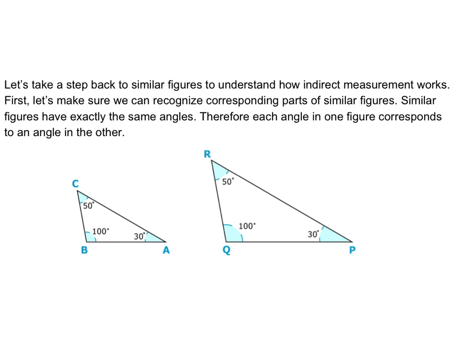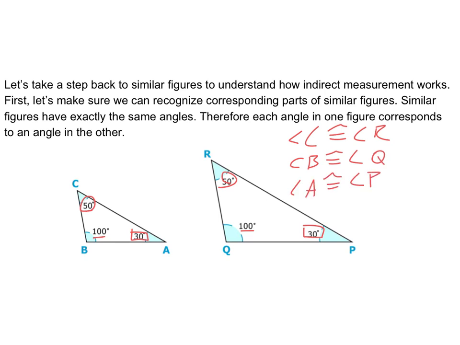So we're going to take a step back to similar figures to understand how indirect measurement works. First, let's make sure we can recognize corresponding parts of similar figures. Similar figures have exactly the same angles. Therefore, each angle in one figure corresponds to an angle in the other. So here we've got a 50 and a 50, a 100 and a 100, and a 30 and a 30. Okay, so we would say that angle C corresponds to angle R because they're the same. Angle B corresponds to angle Q because they're the same. And angle A corresponds to angle P because they're also the same.